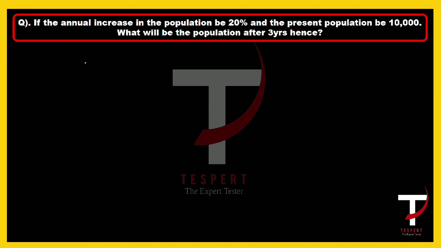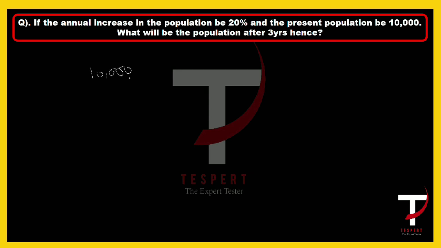So if the annual increase in the population is 20%, what must be our calculation? 100 plus 20, it will be 120. And the present population is 10,000. I told you, right? In any case, the present population will be given. In this case, the present population is 10,000.